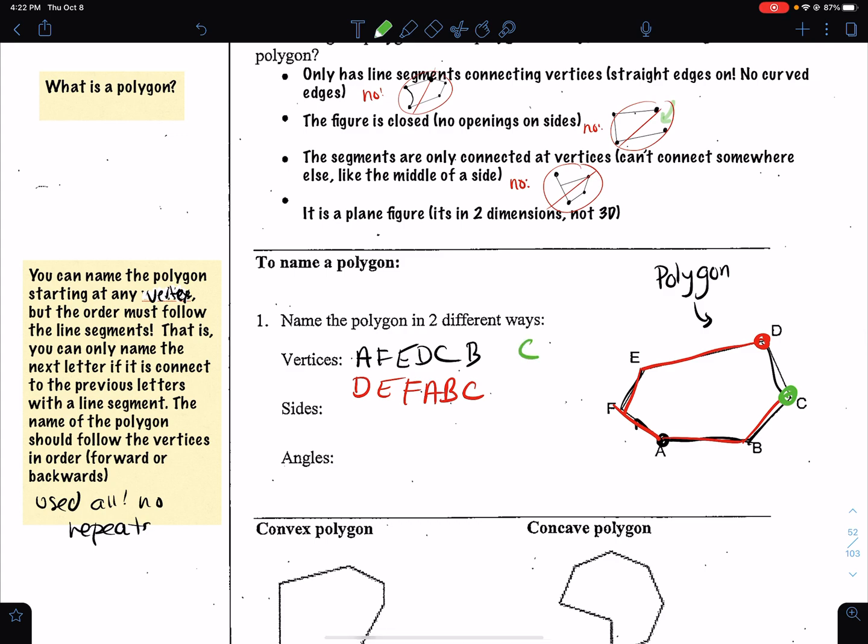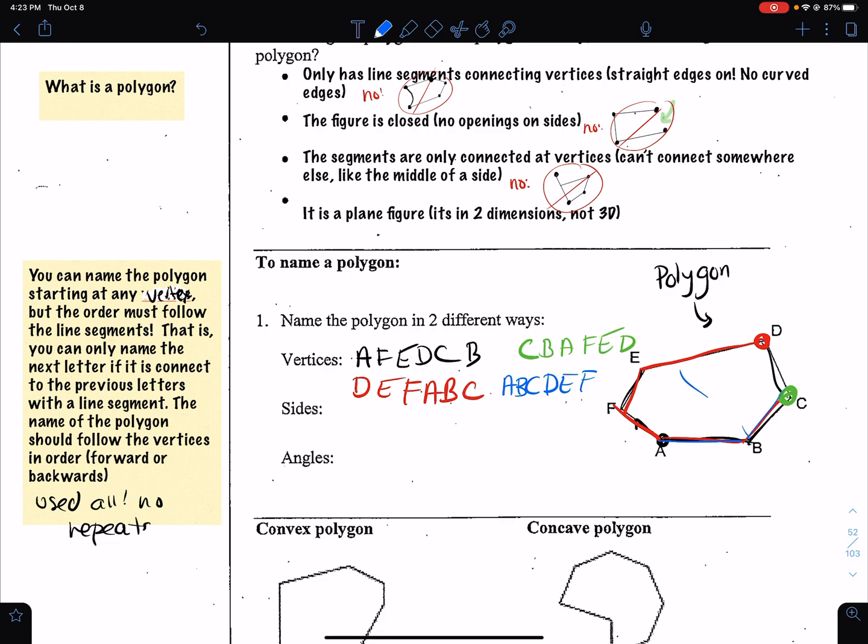Like I could start at C, and then go to B, and then to A, and then F, and then E, and then D. Or of course, I could name them in that nice fashion of A, B, C, D, E, and F. As long as we're only following the straight lines, we're not cutting across to a different one.